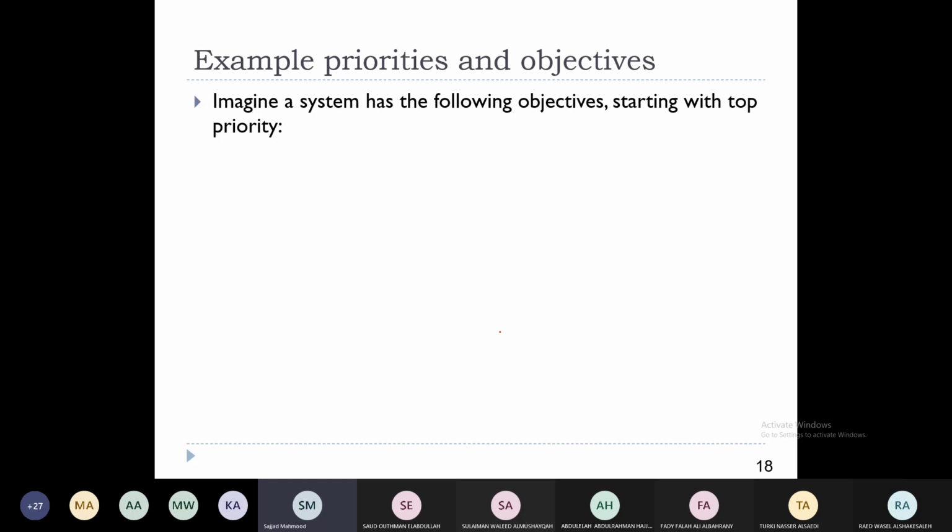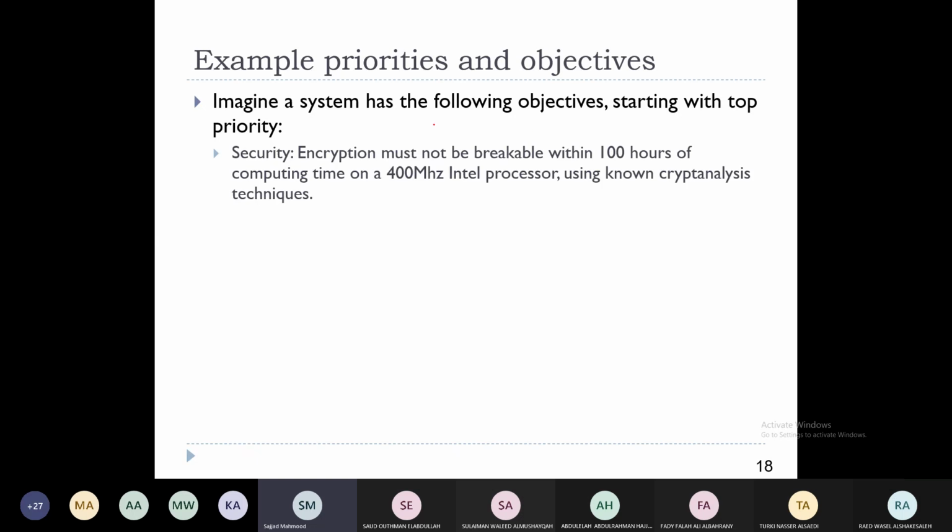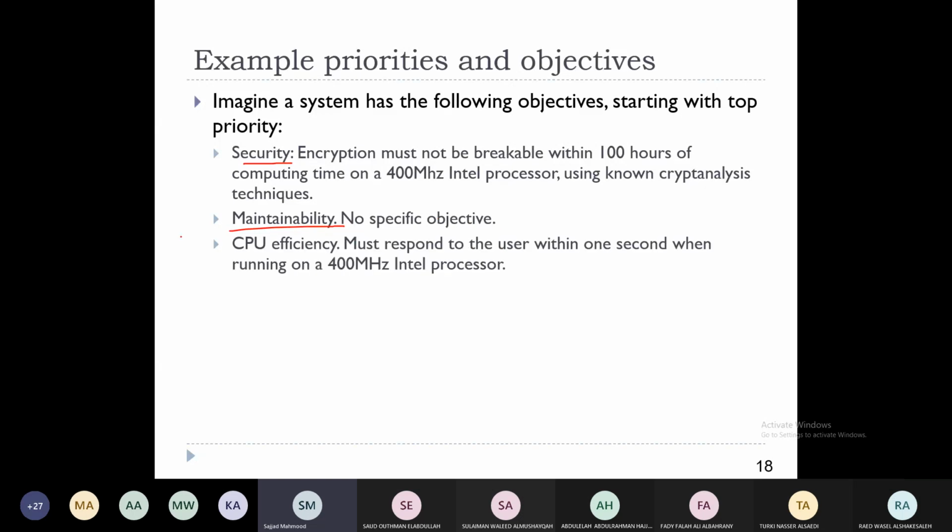Let's say you imagine developing a system and you have a set of requirements, especially non-functional requirements, and they have certain priorities for your system. You want security, and you're looking for a certain kind of security. For example, you're saying that encryption must not be breakable within 100 hours, using a certain CPU and using certain techniques. From a maintenance perspective, you say, oh well, I don't have any specific objective, I'm fine with that. From a CPU efficiency perspective, I want the CPU to be working within a certain time frame, within a certain unit.